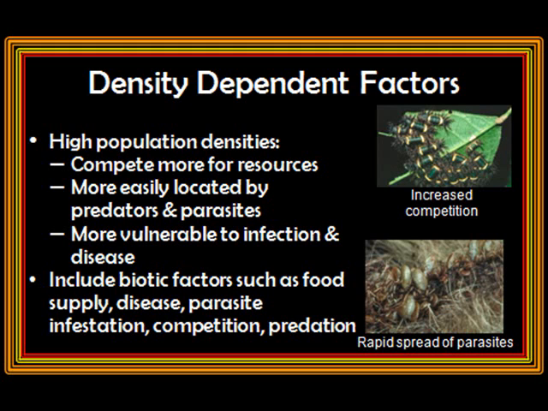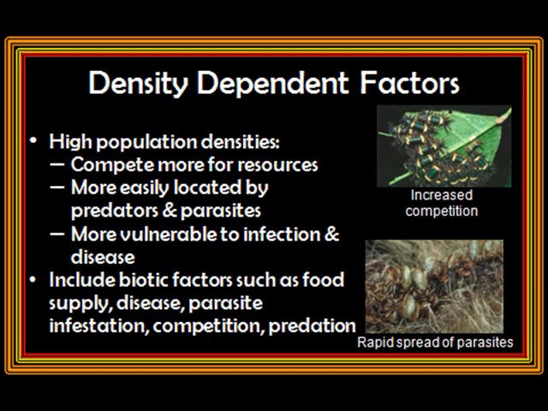Also, when you have a higher population density, it's easier for predators, parasites, and infectious agents like bacteria, viruses, or fungi to jump from one organism to another. Well, that goes for parasites and for infectious agents, but predators are able to locate their prey more easily.